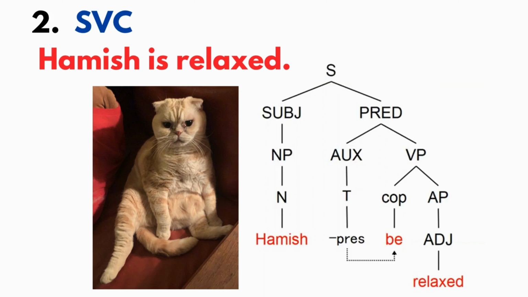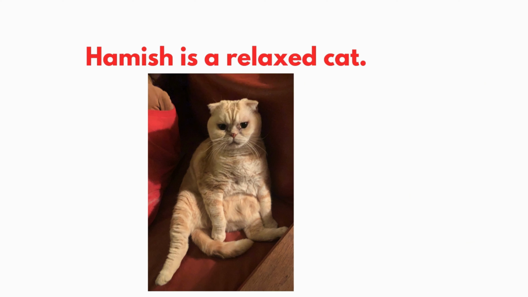But maybe you're wondering why it's necessary for the adjective phrase to be generated from the verb phrase. Why can't it come from the predicate or the sentence node? Well, it must be generated from the verb phrase because it is required to complete the verb argument. We cannot just say Hamish is. We have to say Hamish is something. But we can also complete this verb argument with a noun phrase. For example, Hamish is a relaxed cat.